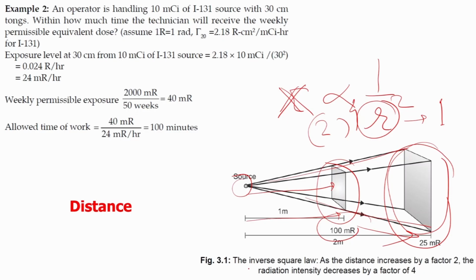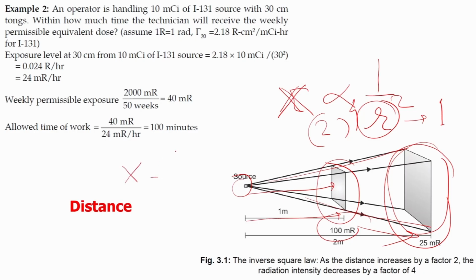So we will understand this inverse square law with an example. Suppose an operator is handling a 10 millicurie iodine 131 source with 30 centimeter tongs. A tong is a long-shaped needle that you can carry. Within how much time will the technician receive the weekly permissible equivalent dose? The weekly permissible dose limit is 40 mR per week, and within that limit, how much time can he handle it? For that we need to understand the formula of exposure.